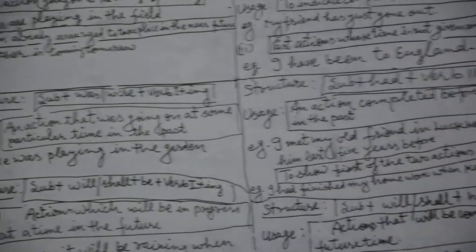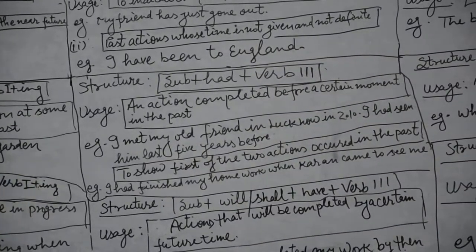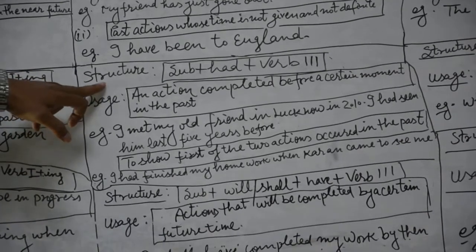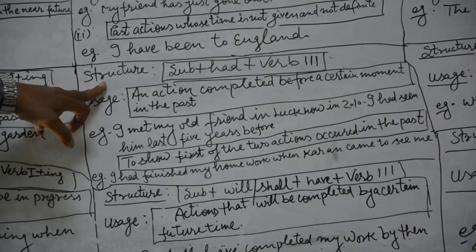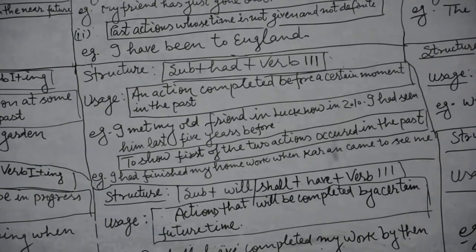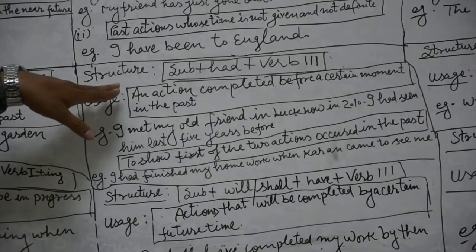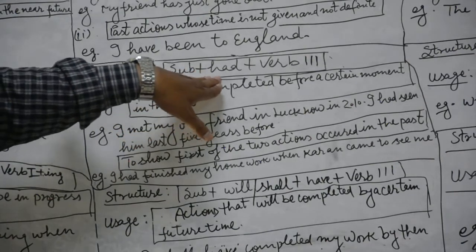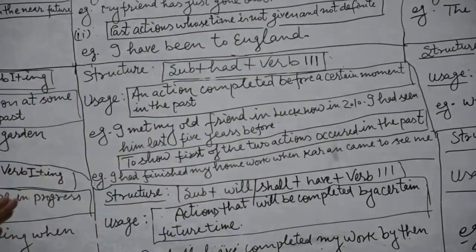Next we come to past perfect tense. What is the structure of your past perfect tense? We use had with the third form of the verb, with the subject. What is the structure of past perfect? We use subject, then had, and then the verb's third form.